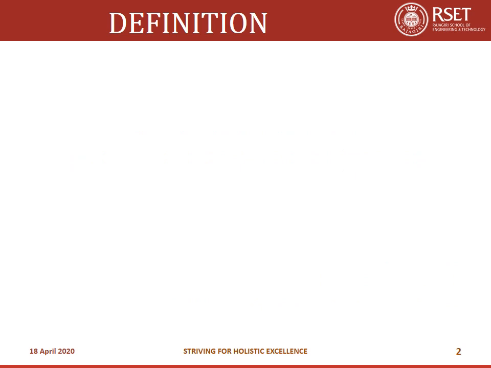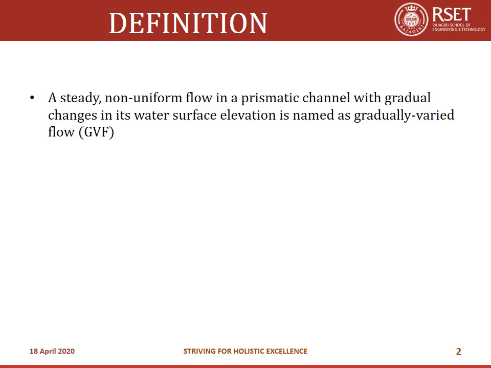So let's start with the definition of gradually varied flow. Gradually varied flow is a steady, which means it does not vary with time, non-uniform flow, which means that the depth of the flow varies with distance. That is what is meant by non-uniform. Steady means the depth of the flow does not change with time. However, the depth of the flow changes with distance. So a steady, non-uniform flow in a prismatic channel with gradual changes in its water surface elevation is called gradually varied flow, or in short we will call it GVF.